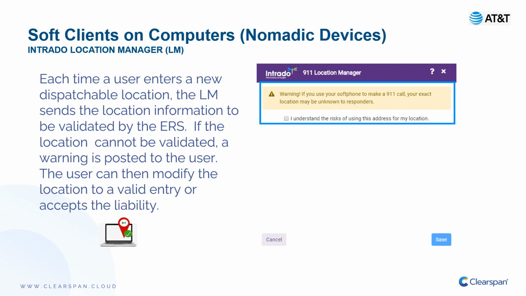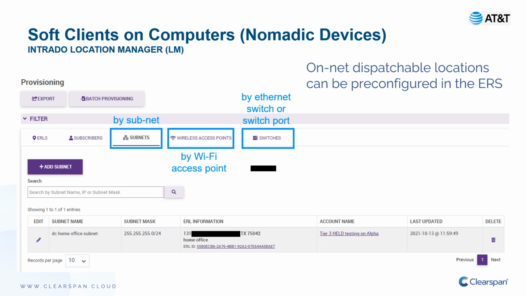Each time a user enters a new dispatchable location, the Location Manager sends the location information to be validated by the Intra ERS. If the location cannot be validated, a warning is posted to the user. The user can then modify the location to a valid entry or accept the liability. On-net dispatchable locations can be pre-configured in the Intra ERS by subnet, wireless access point, Ethernet switches, or Ethernet switch ports.